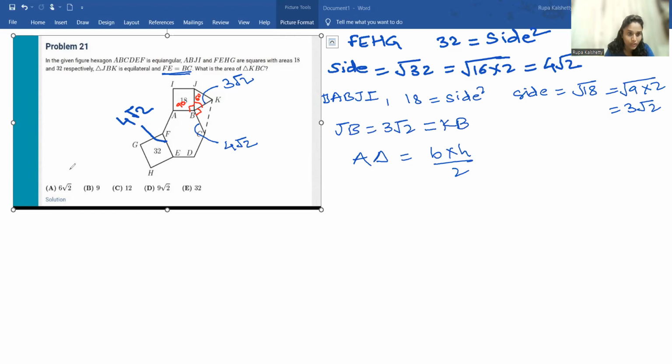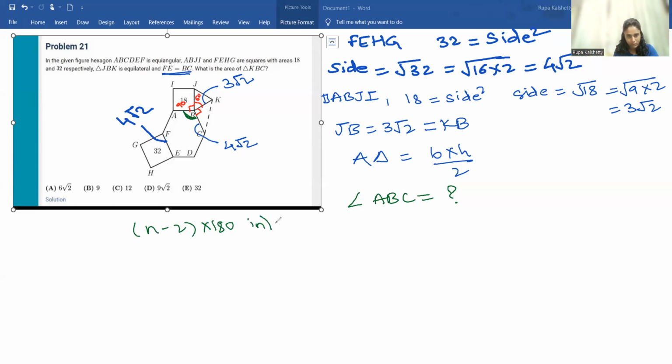But we do not know the angle which I'm marking in green, that is the interior angle of the hexagon, isn't it? Now we have to first find out the interior angle of the hexagon. What is angle ABC? How will we find the interior angle of this hexagon, which is equiangular? There's a formula to find the internal angle of any equiangular polygon. The formula is (n minus 2) times 180. This will give you the sum of the interior angles.